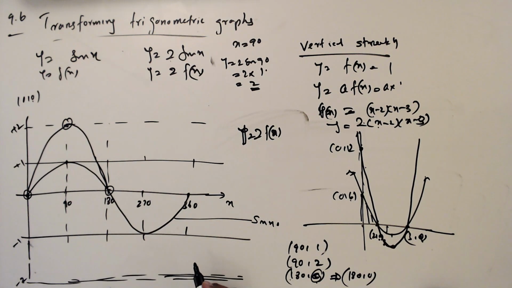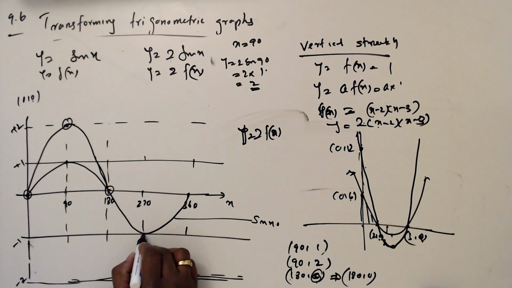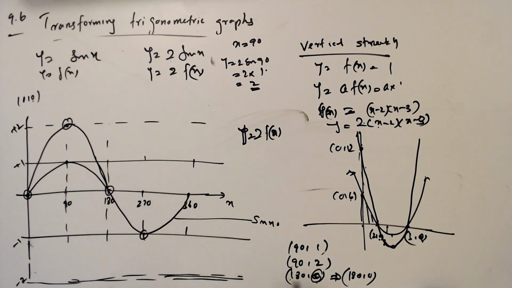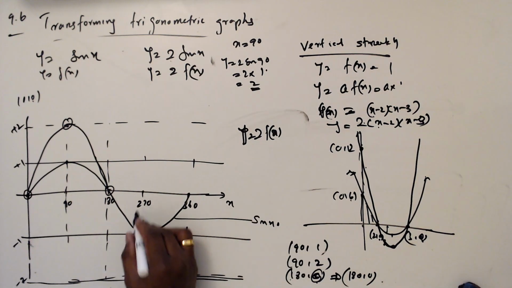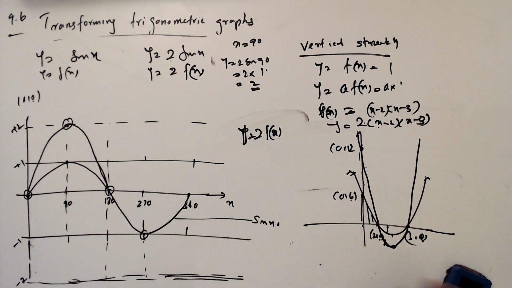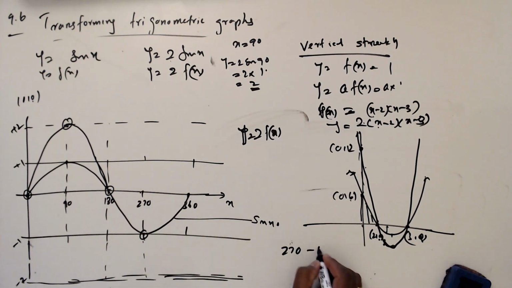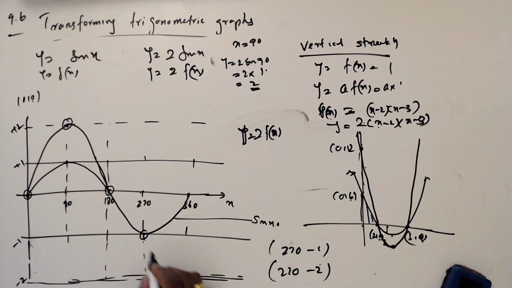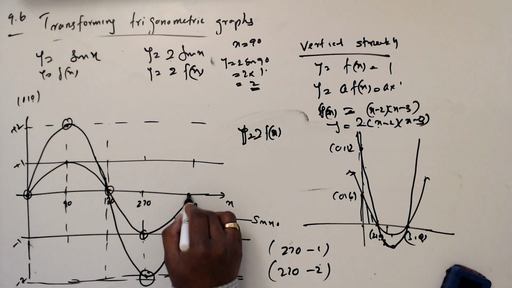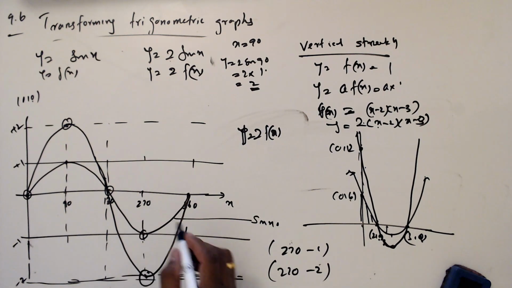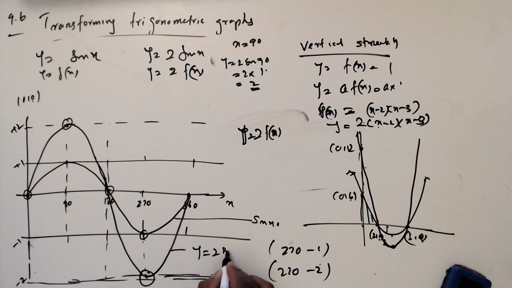Then what is the y value at 270? This point is (270, minus 1). Then with 270, y doubled is minus 2. Then this point is going to be here now. The curve is going to be here, and then it is like this. This is y equals 2 sin x.